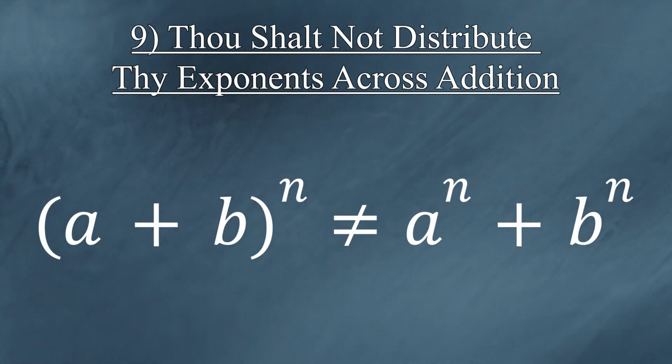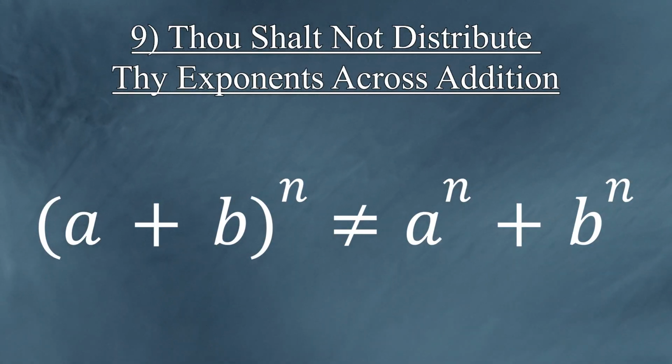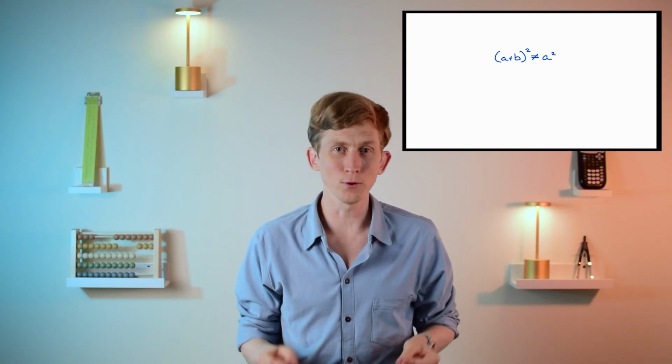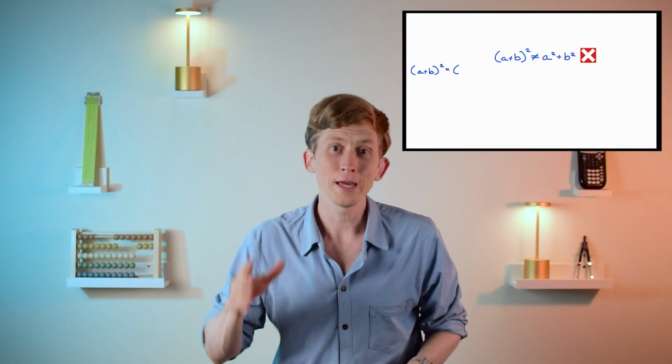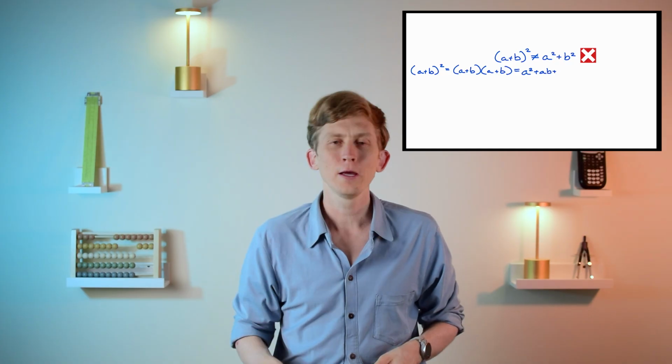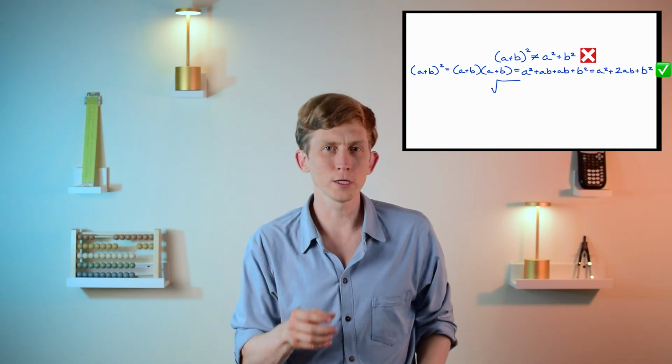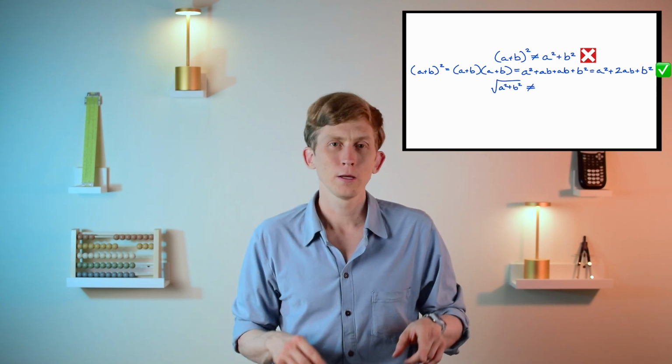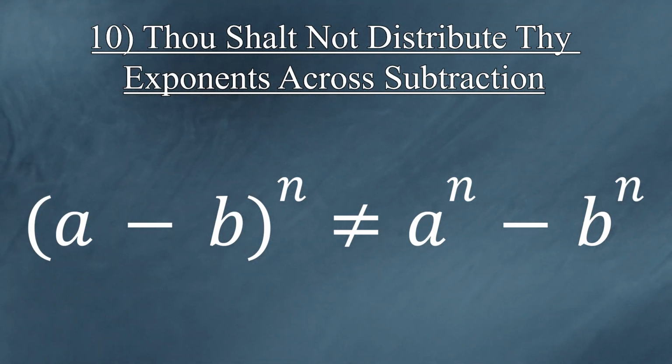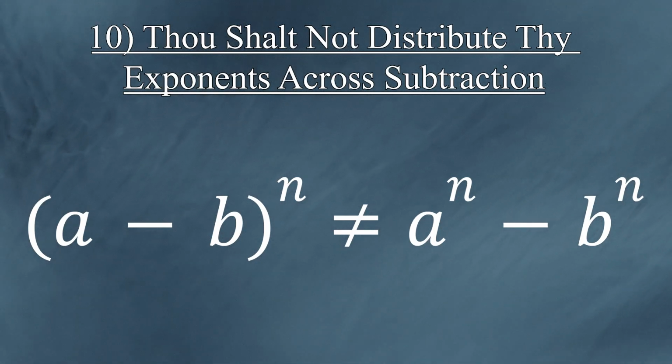9. Thou shalt not distribute thy exponents across addition. A plus b to the n does not equal a to the n plus b to the n. For example, notice that a plus b squared does not equal a squared plus b squared. Thou shalt FOIL. If you multiply out a plus b squared, you get a squared plus 2ab plus b squared. A lot of you also commit the sin of breaking radicals across addition. The square root of a squared plus b squared does not equal a plus b. I know a lot of you want to try to reduce this, but it's forbidden. Leave it alone.